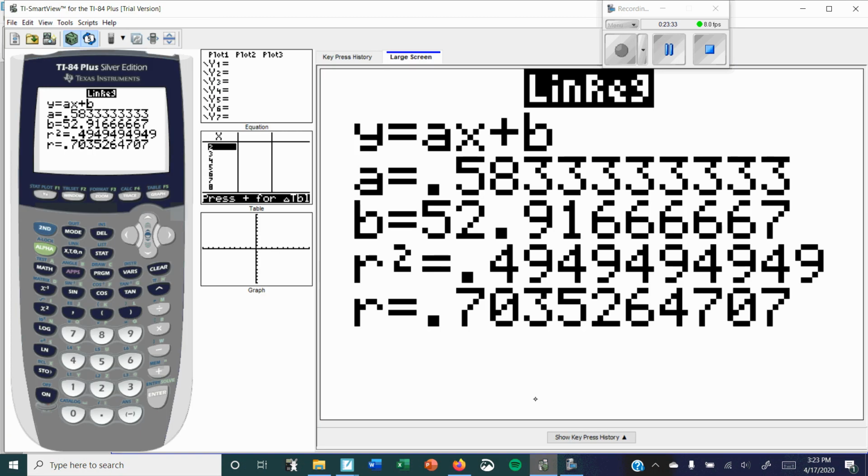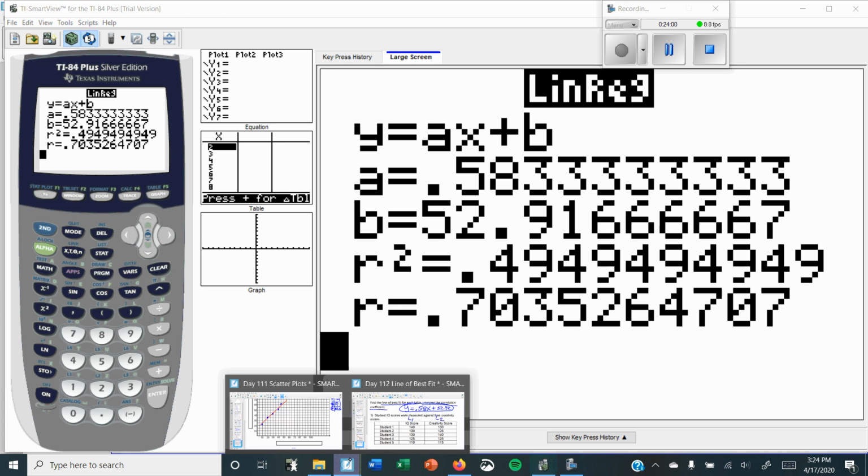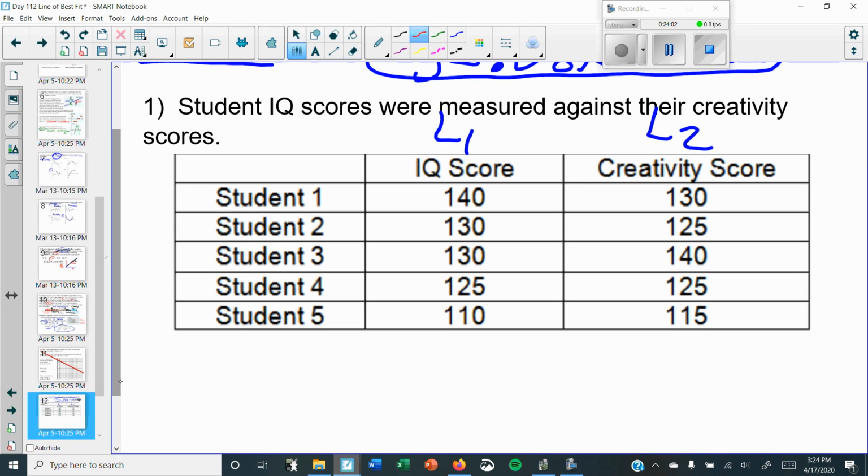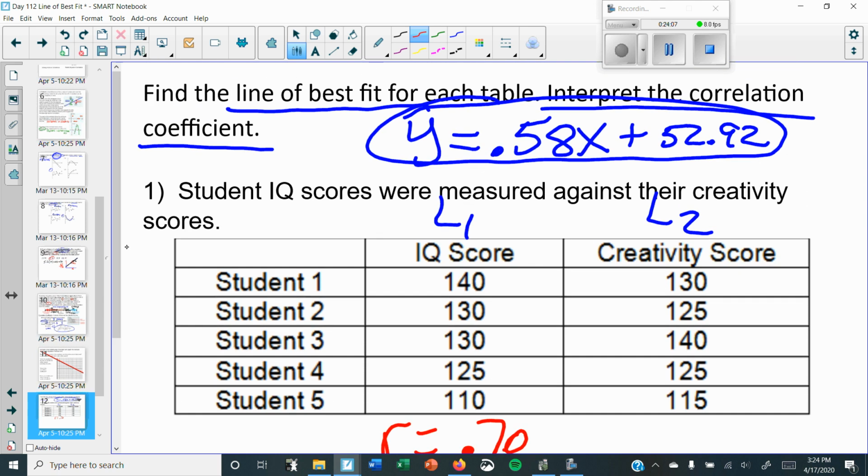Now, here's how you know you pressed the buttons right. If you didn't turn the stat diagnostics on, you would not be seeing the R's right now. So if you didn't get the R's, you need to rewind the video and learn again how to turn the diagnostics on. Now, do you notice how it says R squared and R? We never use the R squared, we just use the R. So let's write the R and again round it to 2 decimal places. So you see how the R says 0.70? So let's write that. R is 0.70.